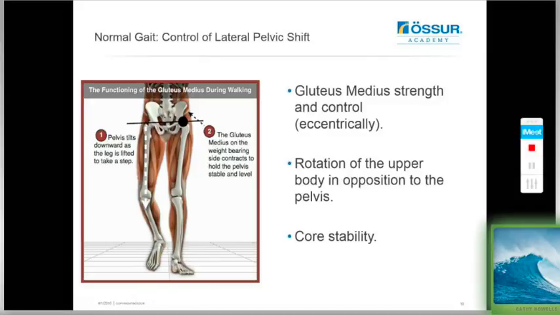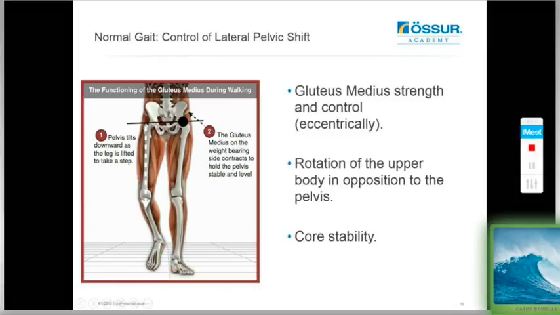Control of that sinusoidal wave towards the weight-bearing side is via the gluteus medius on the weight-bearing side. The glute med contracts to hold the pelvis stable and level as the pelvis tilts down slightly as the swing leg tracks through its swing phase.